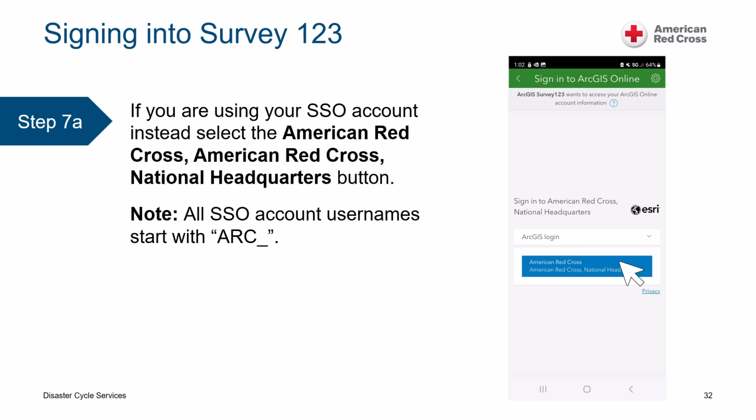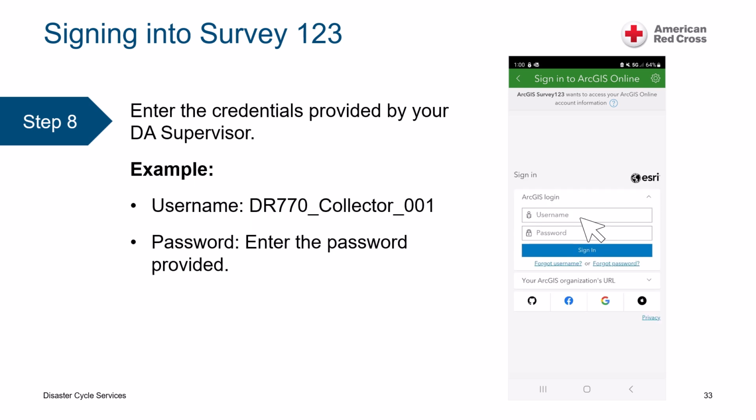If you are using your single sign-on account instead, select the American Red Cross National Headquarters button. All single sign-on account usernames start with ARC underscore. Enter the credentials provided by your DA supervisor.